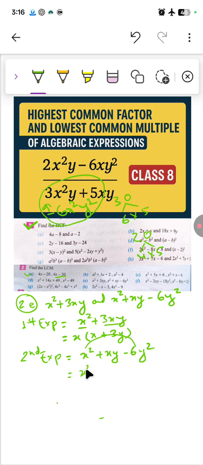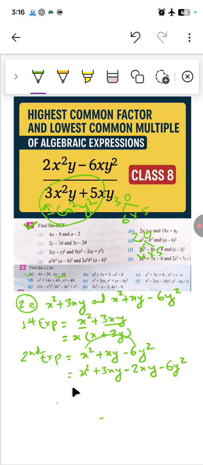So what would that number be? Everybody knows what that number would be. That number will be 3xy minus 2xy. After subtracting it is coming xy. When we multiply plus into minus, minus, 3 2s are 6, xy into xy, x square y square. Now the middle term is already split. Now I have to copy down the last term.